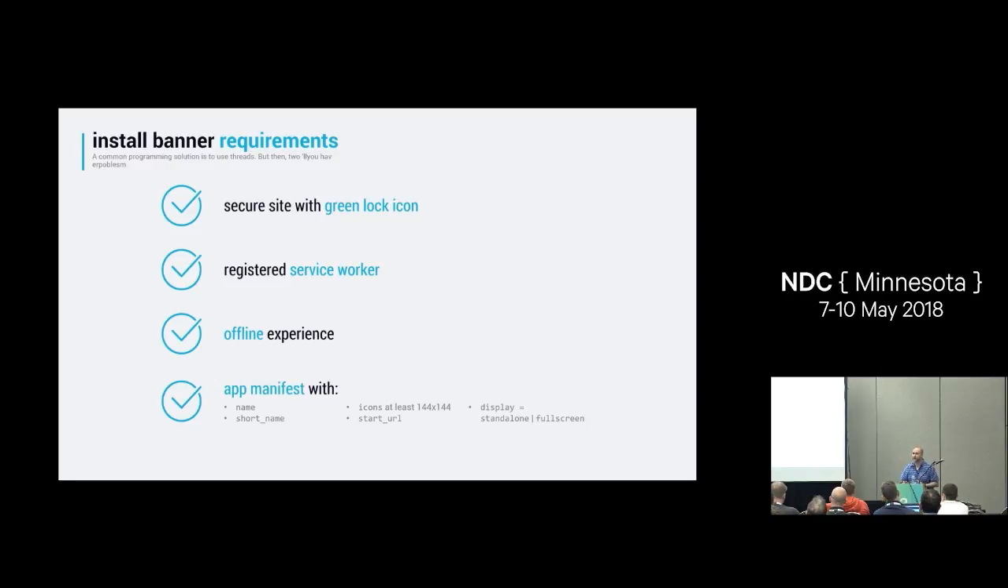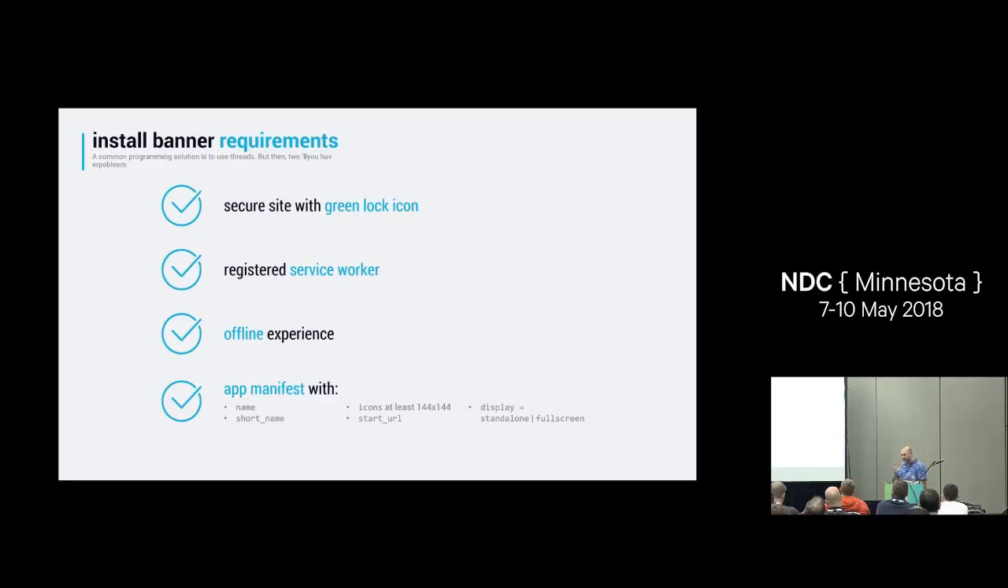You have to have an offline experience available, which you all know how to do. And then you have to have an app manifest with some of the properties that we already covered, like name and short name. You have to have an icon that's at least 144 pixels by 144 pixels. You have to have a start URL, and the display either has to be standalone or full screen. So all the things that we just looked at, you kind of have to just do them.